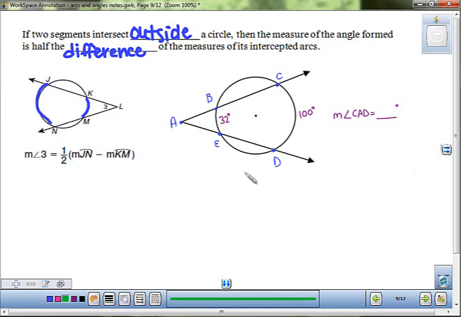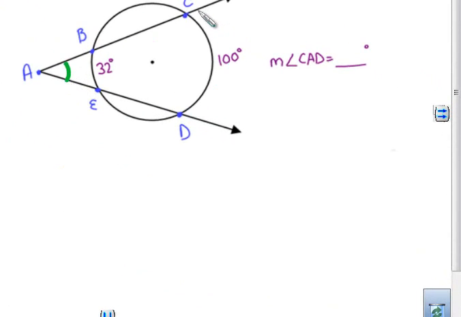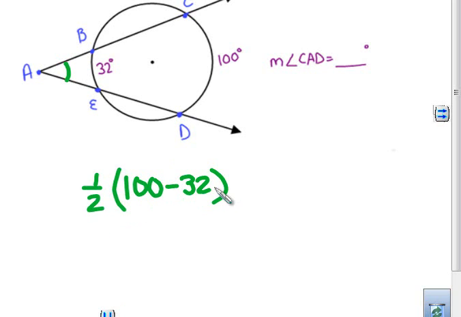So here in the image with the numbers, I'm looking for angle CAD. The arcs are 132 and 32. I subtract to get the difference, and then I take half of that. So half of 100 minus 32 is 34 degrees.